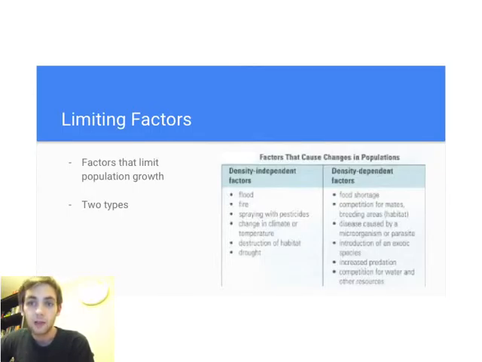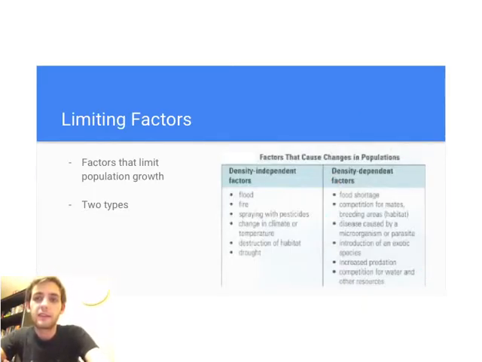Competition for mating or mates, breeding areas, disease caused by a parasite. The more clustered organisms are, or close together they are, the more likely a parasite is going to rapidly move through that population. That's pretty common in plants. Introduction of an exotic species, increased predation, competition for water and other resources. Those are all density-dependent factors.